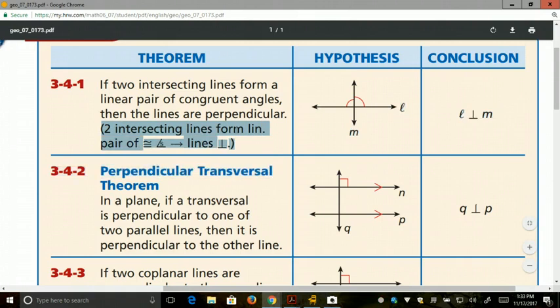Two intersecting lines form a linear pair of, the key part there is congruent angles. That implies, or rather, if that, then the lines are perpendicular. Remember, this implies is the same as if the first part, then the second. So that could save you some writing.